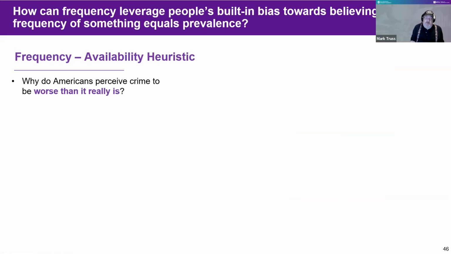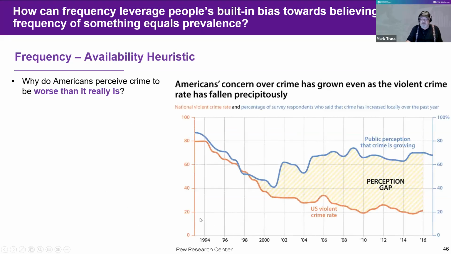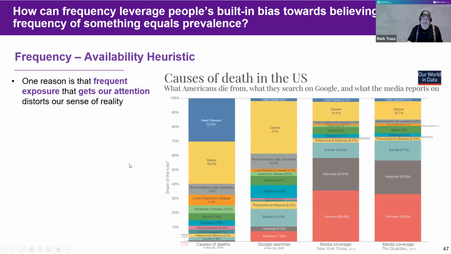When we talk about frequency, we also talk about something called the availability heuristic. Why do Americans perceive crime to be worse than it really is? Here's an interesting study by the Pew Research Center. Americans' concern over crime has grown over time, this blue line, while violent crime rates have actually fallen precipitously, causing this big gap of perception. Why is that? Well, one reason is that frequent exposure to this topic gets our attention and distorts our sense of reality. That's what the availability heuristic is. We make the mistake of thinking that things that we experience frequently are more prevalent. And that's just not the case.